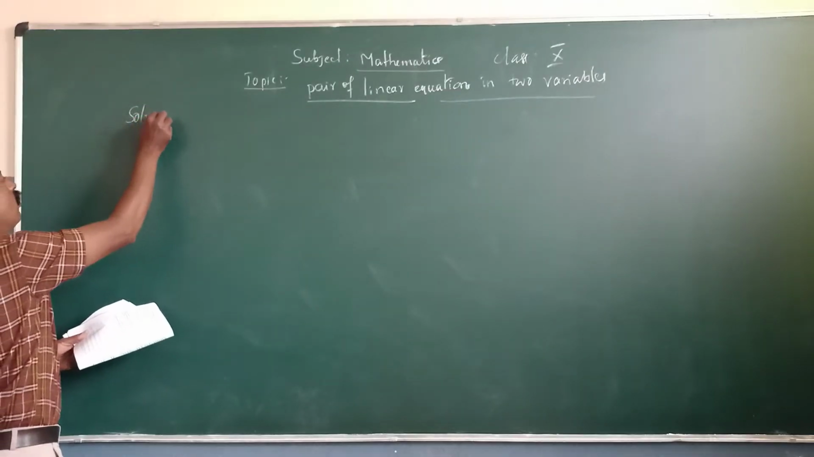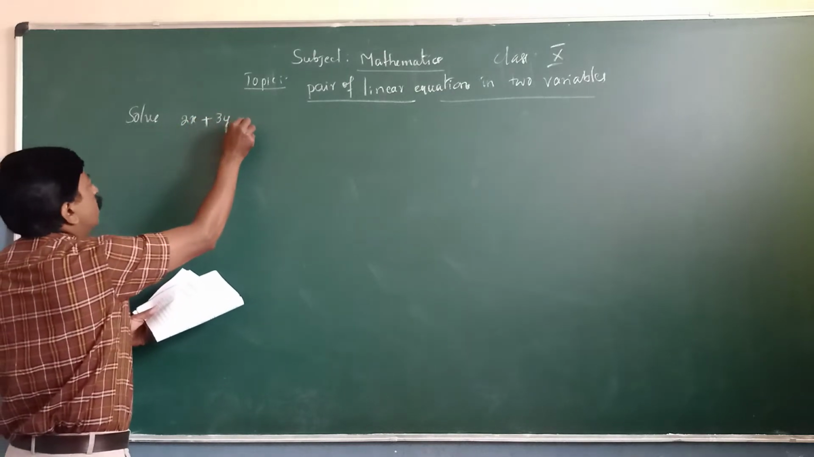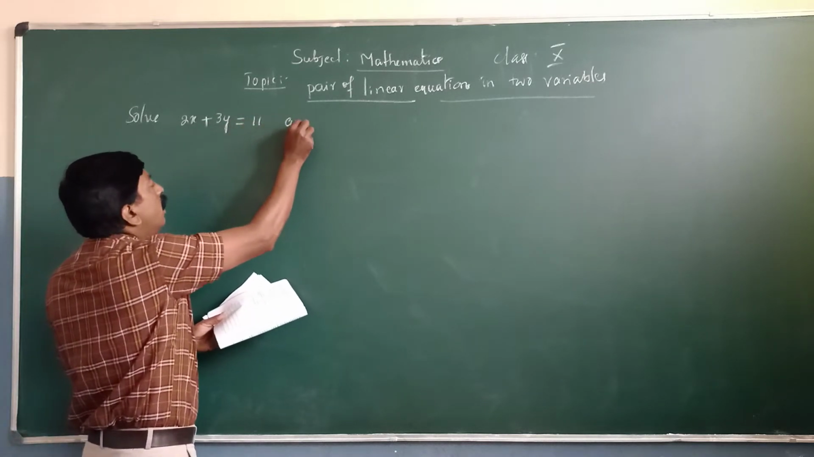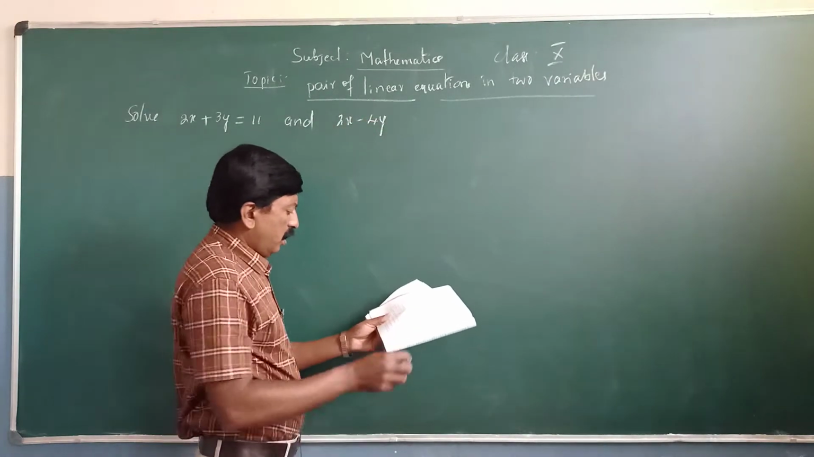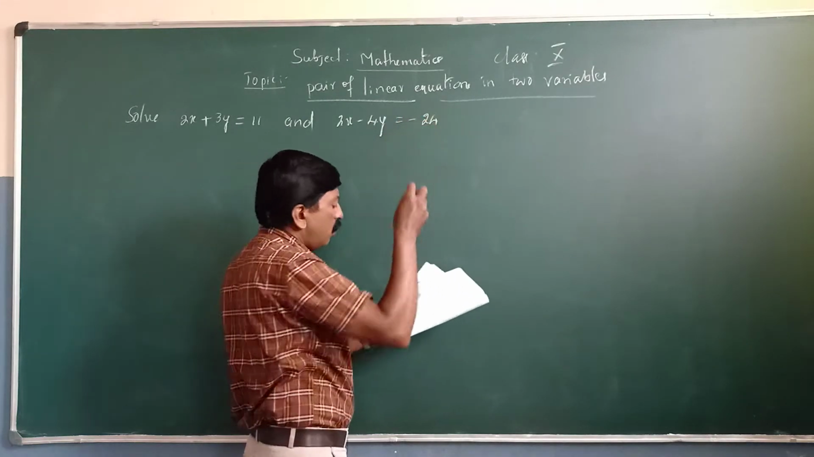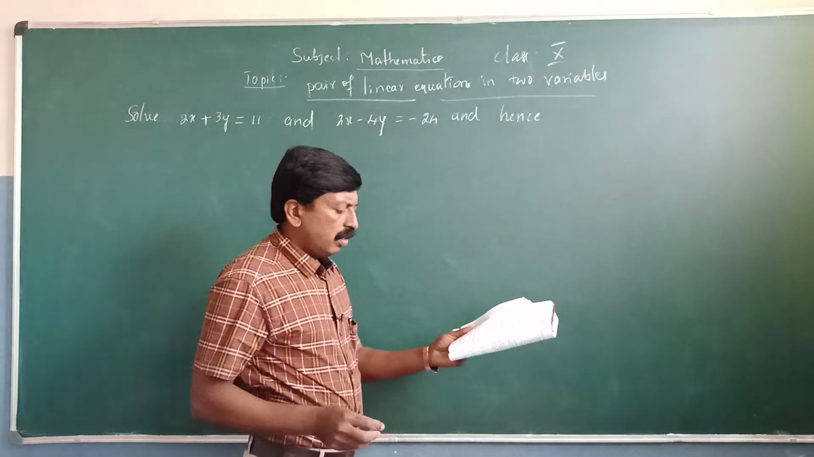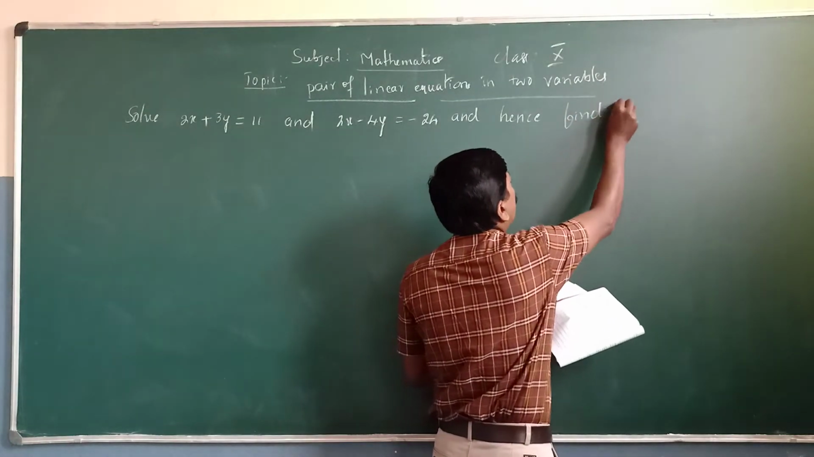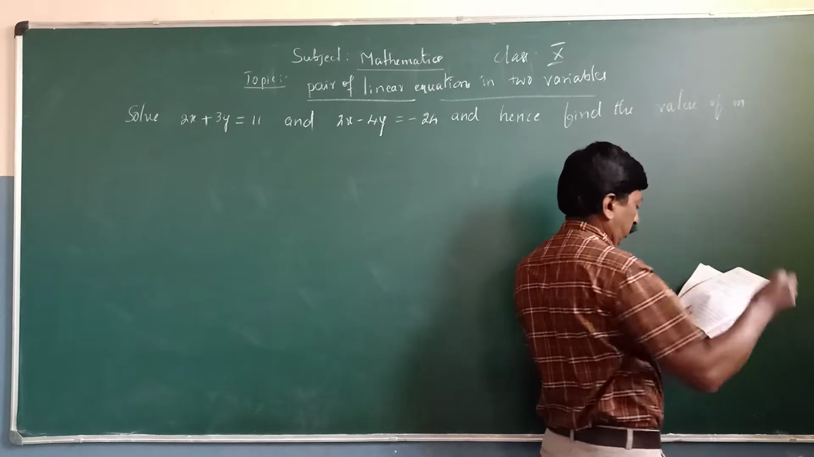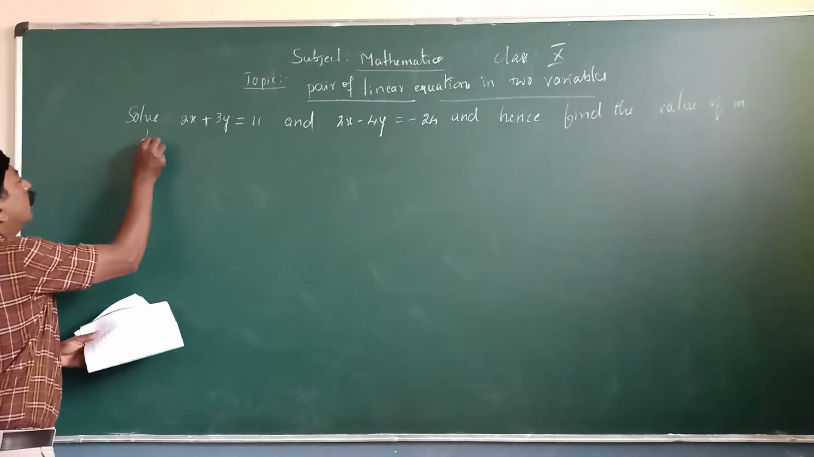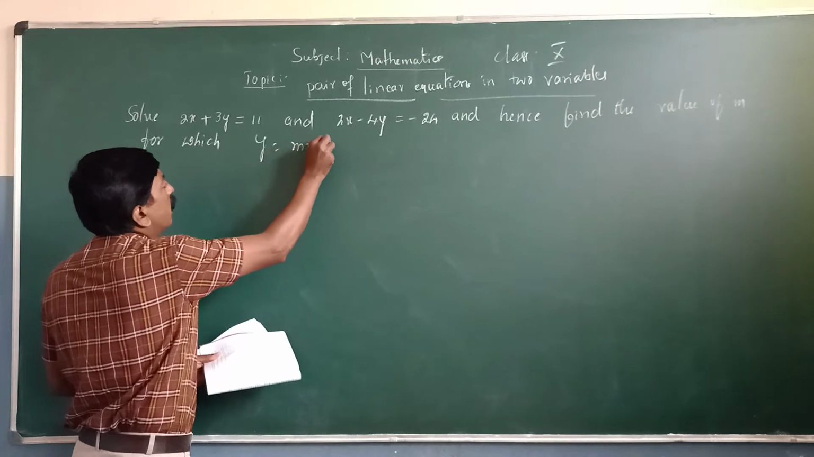Solve 2x plus 3y is equal to 11 and 2x minus 4y is equal to minus 24, and hence find the value of m for which y is equal to mx plus 3.